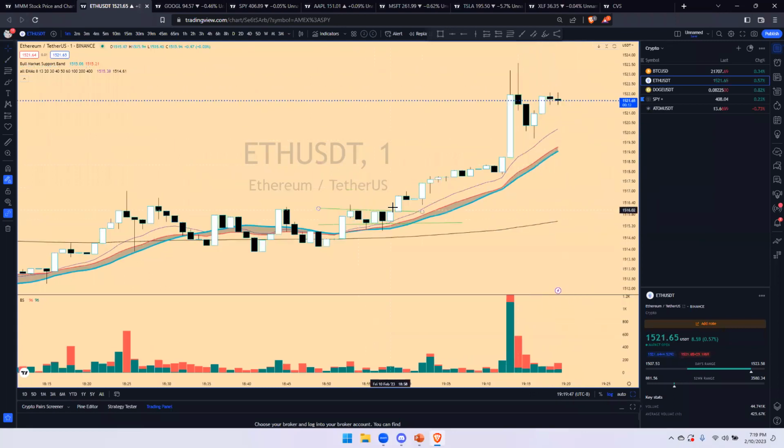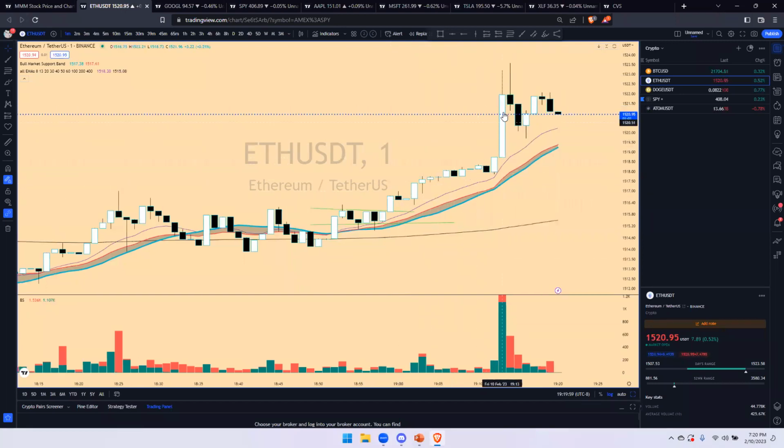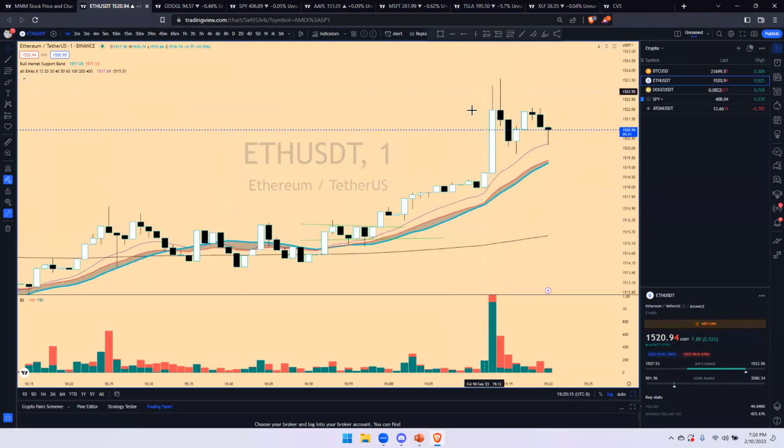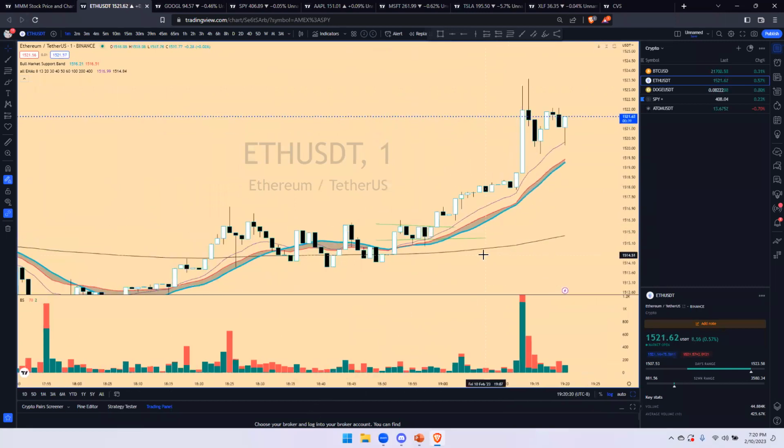If you're on 200x leverage, a $6 move on Ethereum is 100%. So yeah, this is a big move. Let's see, on 200x leverage, that's actually about 100%. If you're using 100x leverage, this is about 50%. Yeah, that's a big move. So you can see on Ethereum right now.